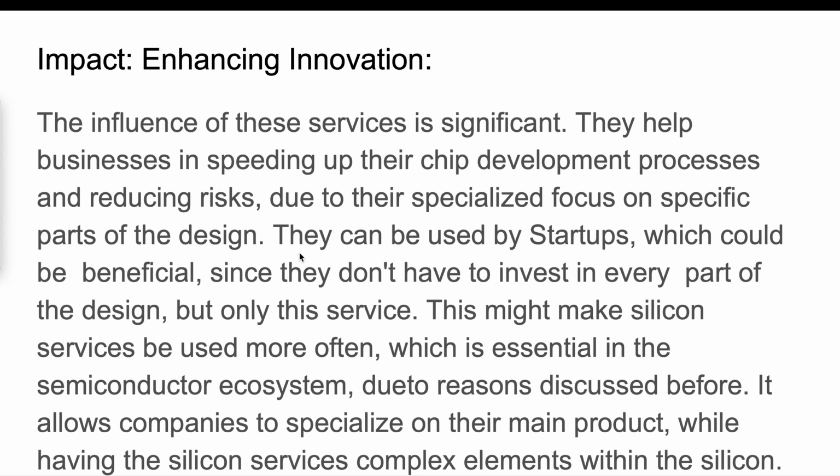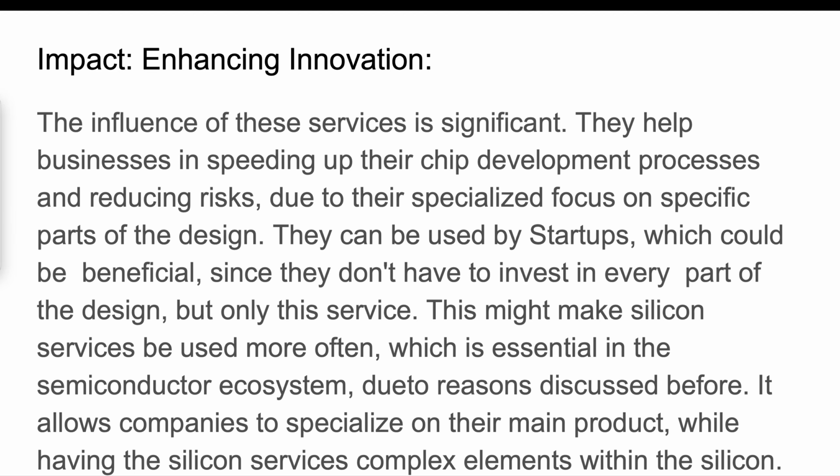They can also be used by startup businesses. The reason for that is that startups don't have to invest in every part of the design. They invest in this service, the silicon service, which focuses on multiple specific parts within the design process. For startups, this could be a pretty smart technique in designing circuits, and it's good for reaching different criteria, as discussed earlier about power consumption and things like that.